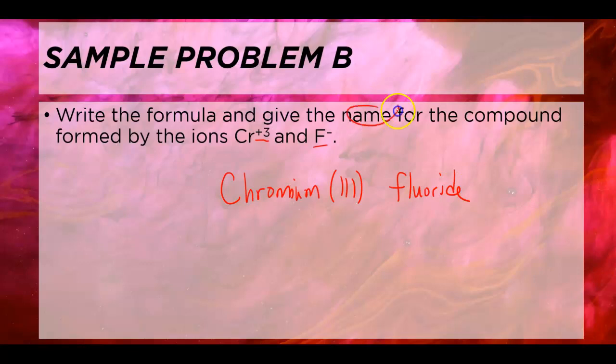That's the name. The formula, because I have a +3 and a -1, I'm going to need 3 fluorides to cancel out the +3. So it's going to be CrF3. Notice I just flip-flopped my charges, and the -1 becomes the subscript 1, the +3 becomes the subscript 3. So it's chromium 3 fluoride with the formula of CrF3.